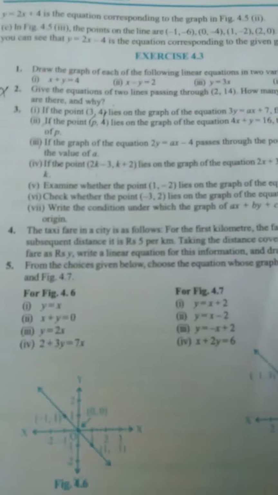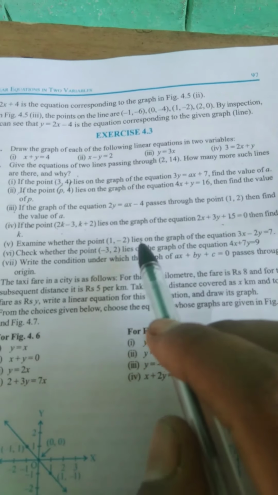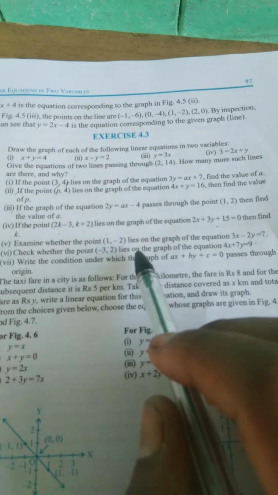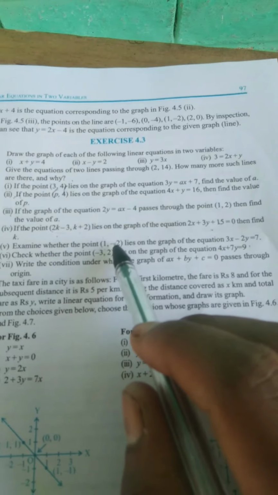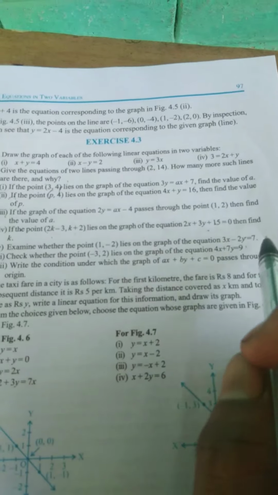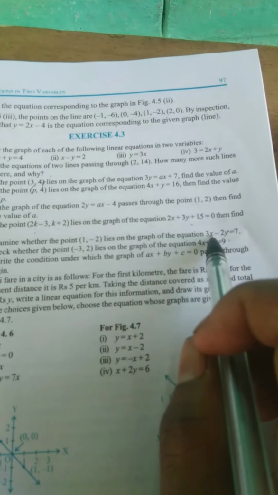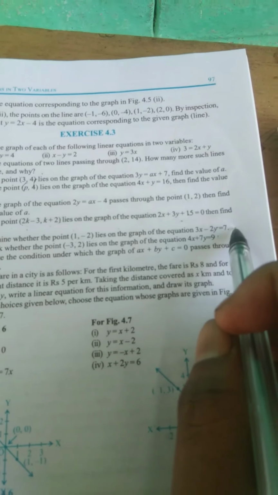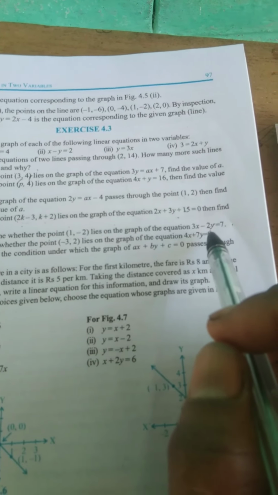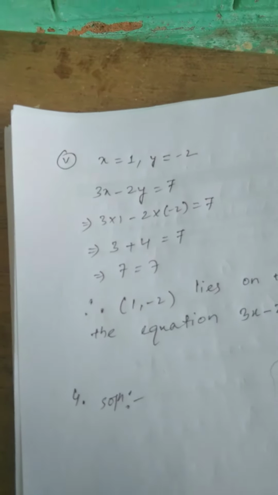then next number 5, examine whether the point (1, minus 2) lies on the graph of the equation. So here also we need to check whether this point lies on the graph of this equation or not. So if it lies, you'll get left hand side and right hand side the same. Okay, but if it is not lying on the graph, you will not get left hand side equal to right hand side. Okay, so that's it, a simple idea here.